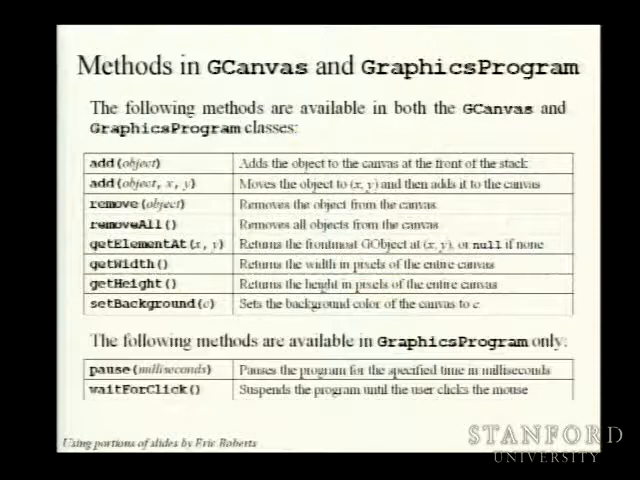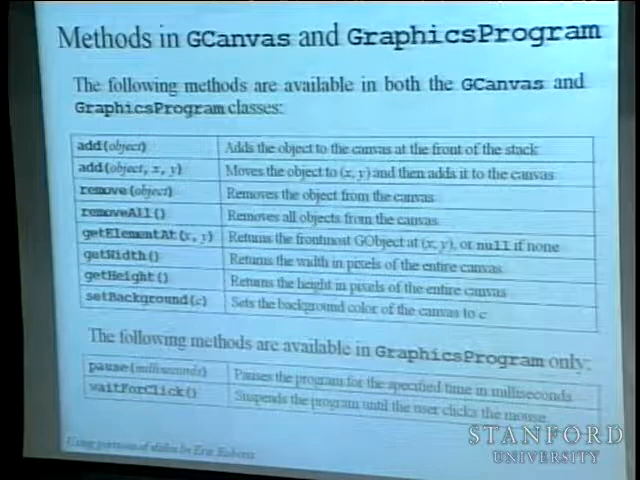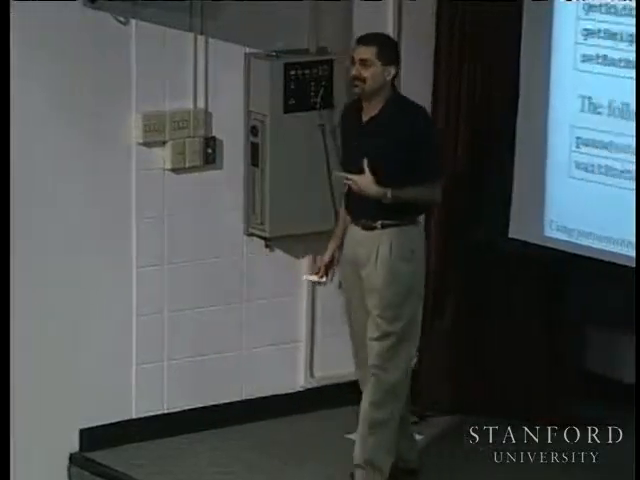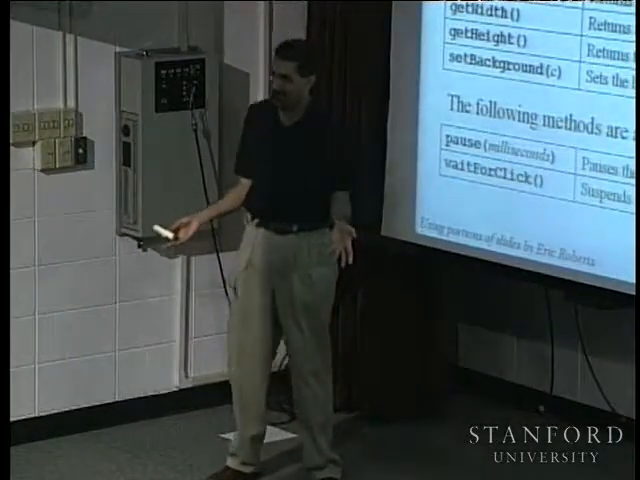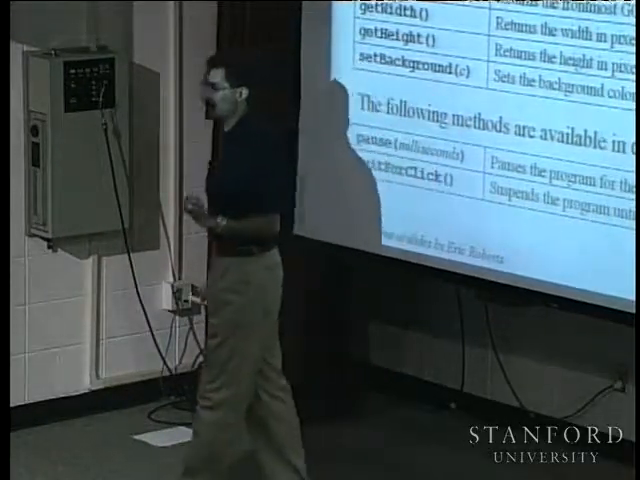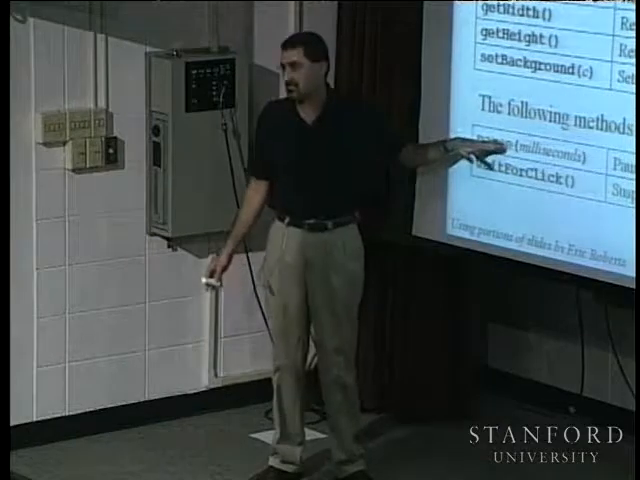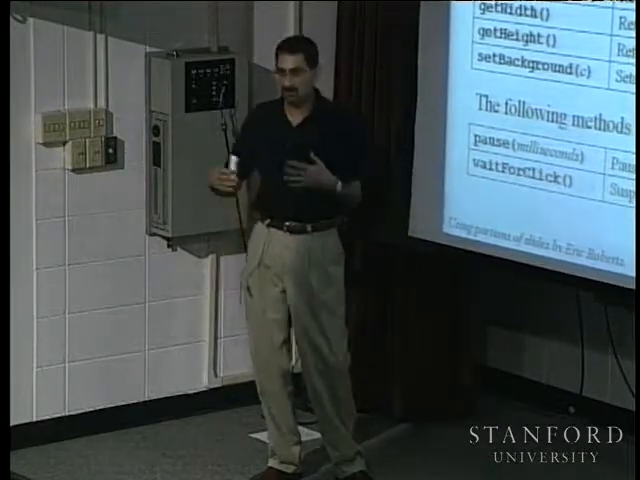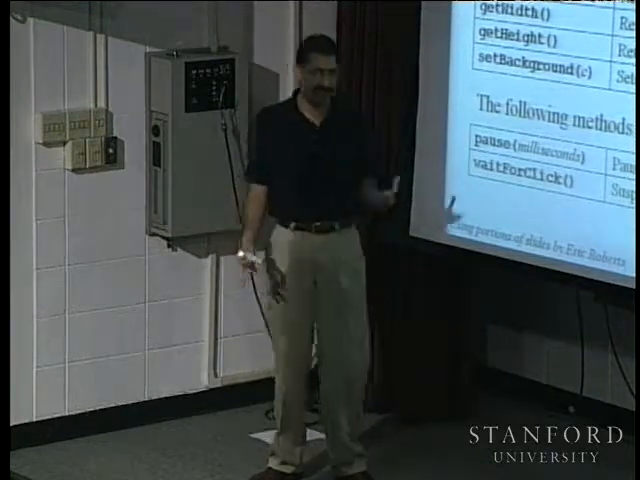Okay? Now there's a couple other things that only graphics programs do. GCanvases do not do these, just graphics programs do them, and they're very useful for games and animation. One is called pause, in milliseconds. Because computers these days run real fast, if you ran a game without any pauses in it, people would just not be able to play the game. So you can pause for some number of milliseconds, which is thousandths of a second. What it does when it gets here is it basically just stops execution for some number of thousandths of a second and then keeps going. So it allows your programs to slow down a little bit to make them playable.